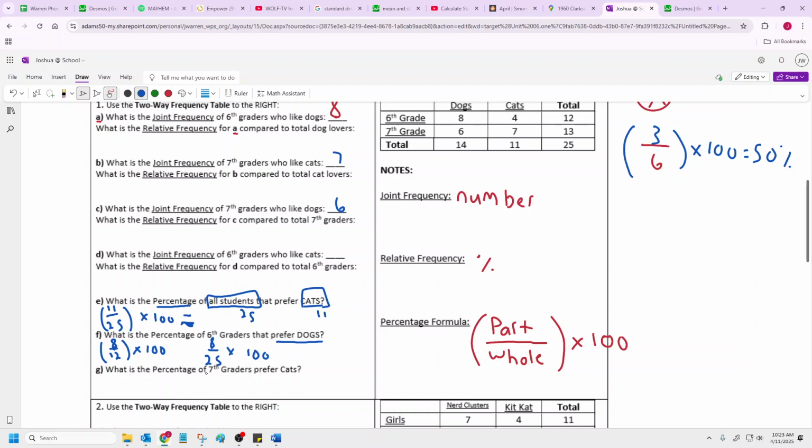Same thing with G, percentage of seventh graders. This in my mind is like total seventh graders, right? Total seventh graders is 13. And then the seventh graders that actually like cats is 7.